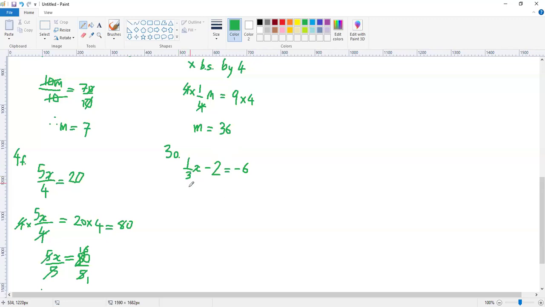All right, so let's see what's up here. Same thing happens here. We'll be adding 2 to both sides. So that will leave us with 1/3x equals minus 6 plus 2, which will give you what? Pardon? Minus 6 plus 2.